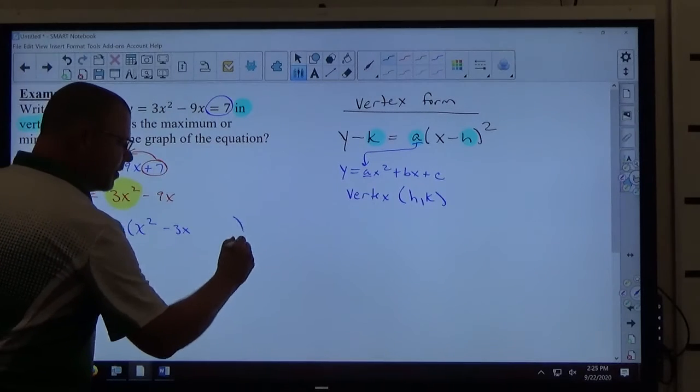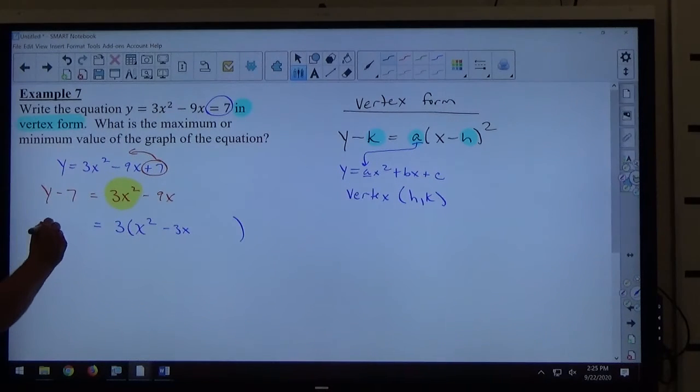Leave a little space in parentheses. Over here, just keep it y minus 7. That step has nothing to do with the left-hand side. We're just setting up the right-hand side to complete the square.